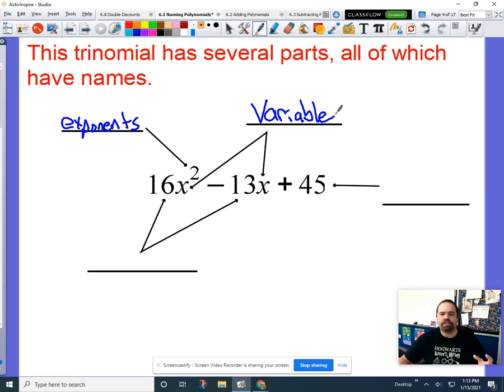All right, the 3 different big numbers up here. The guy out on the end, I'm going to define him last. The 16 and the 13, the numbers that sit in front of a variable are called coefficients.